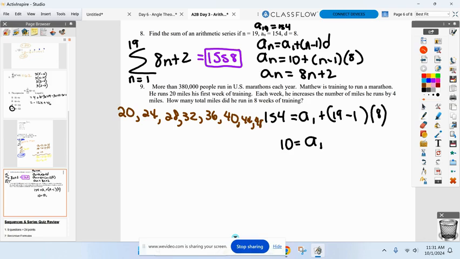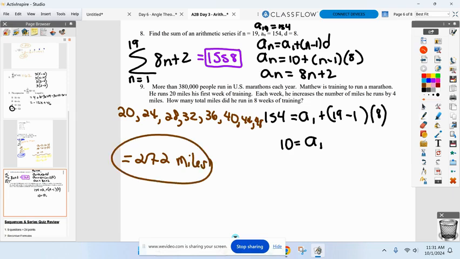How many miles total? 272. I got 276. Oh, shoot. Hold up. Oh, no, you're right. You're right. 324. 272 look all right? Yeah. Okay.